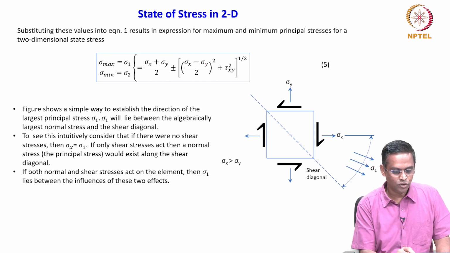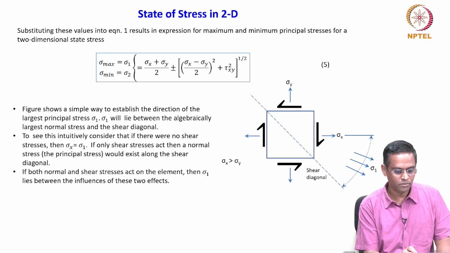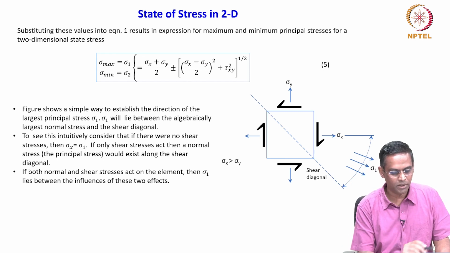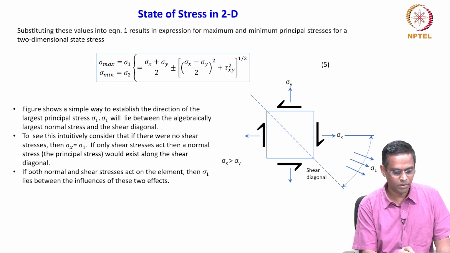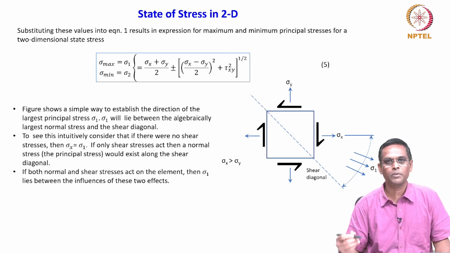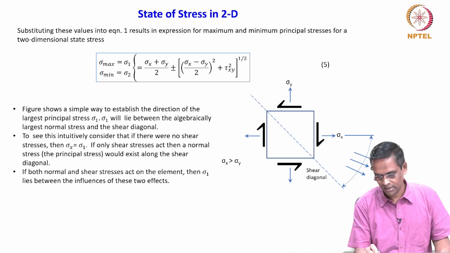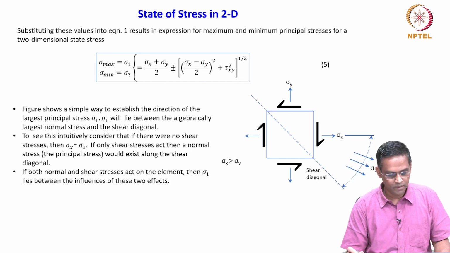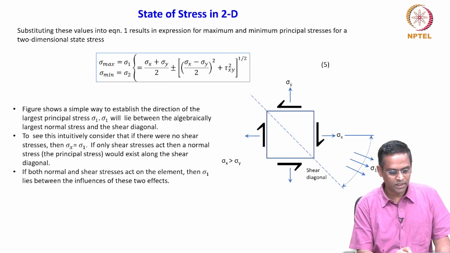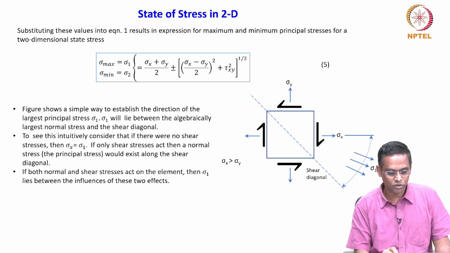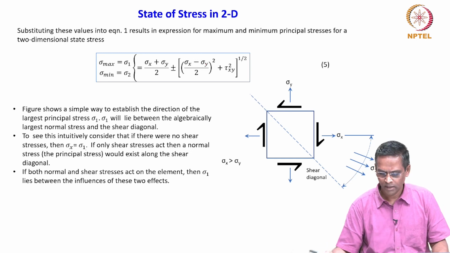To see this intuitively, consider that if there is no shear stress, then sigma x becomes sigma 1. That is what I am saying. Suppose sigma x does not have a shear stress, then it becomes sigma 1. If only shear stress acts, the principal stress would exist along the shear diagonal. If the principal stress itself is a pure shear, then it is only on the diagonal, right. So, if both normal stress and shear stress act on the element, then sigma 1 lies between the influences of these two effects. So, this is a very nice way of looking at it.